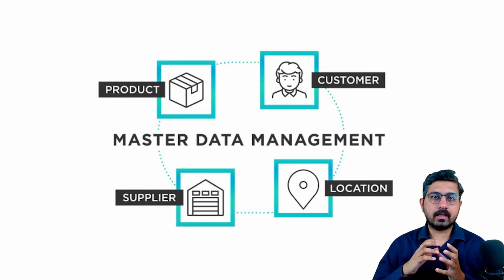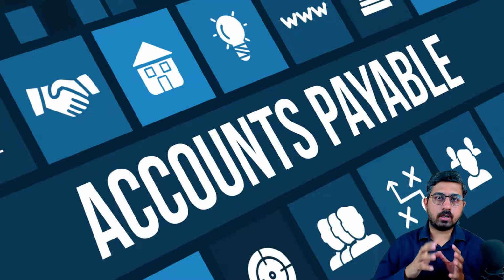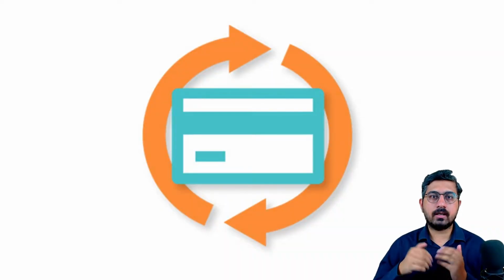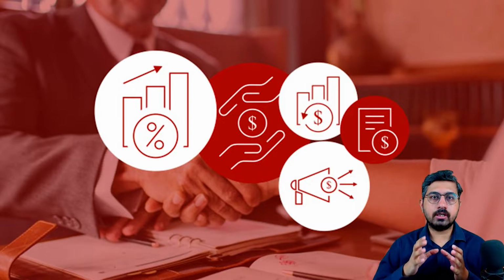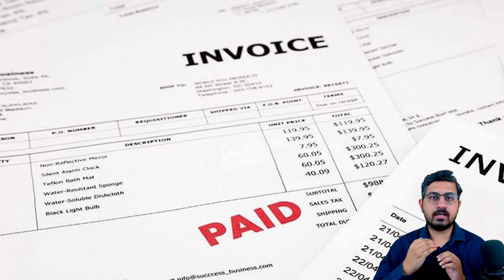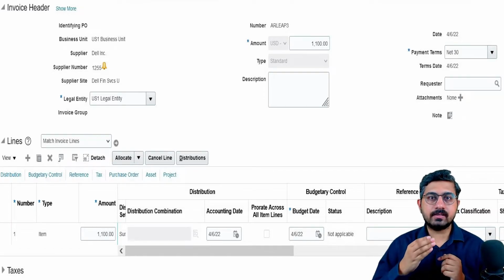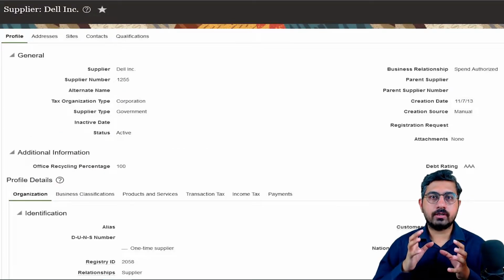Now, again, taking the example of financials or accounts payable in particular, generally the large businesses would be dealing with the same suppliers again and again, and they would have set terms and conditions with those suppliers. So obviously, whenever an invoice comes from that supplier and that invoice is punched into the system, not everything will need to be recorded from scratch. And that is the reason why the supplier master is maintained.